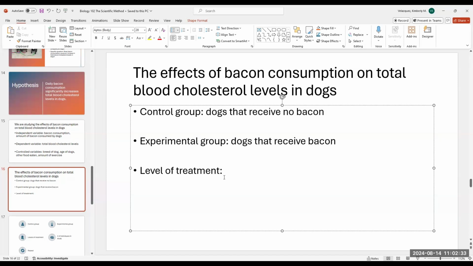And then we might want to have different levels of treatment. In other words, different amounts of bacon. So we might have some that get 2 grams per day, some that get 4 grams per day, some that get 6 per day, etc. And again, you would want lots of dogs in each group, similar numbers in each group. Dogs would get randomly assigned to a group, and you would want to replicate this experiment.